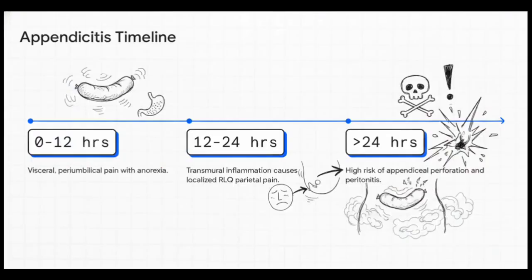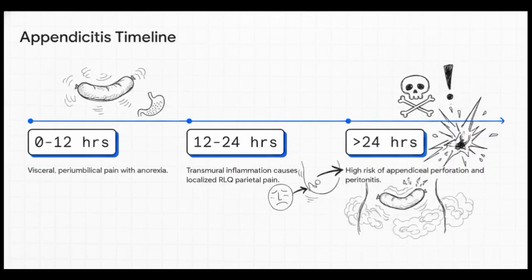The timeline of acute appendicitis perfectly maps back to the pathophysiology we discussed earlier. Watch how it evolves. From 0 to 12 hours, appendiceal obstruction causes distension. That creates that dull, visceral, periumbilical discomfort and anorexia. As venous congestion worsens between 12 and 24 hours, the inflammation extends transmurally.